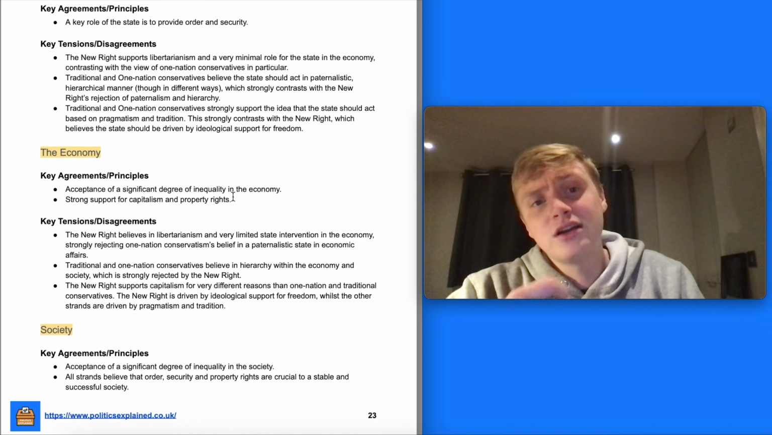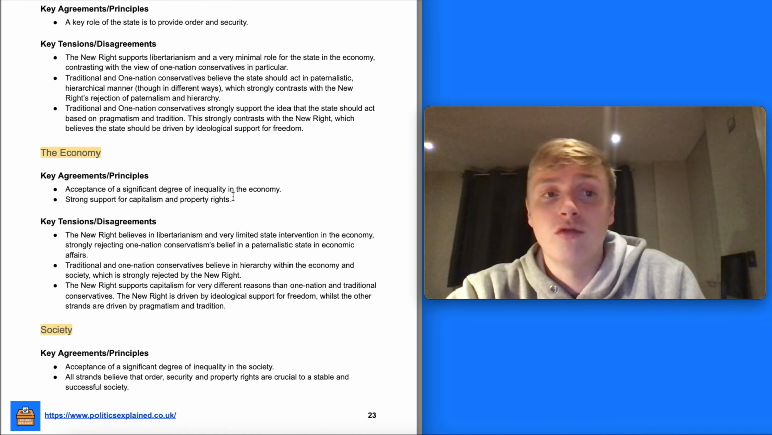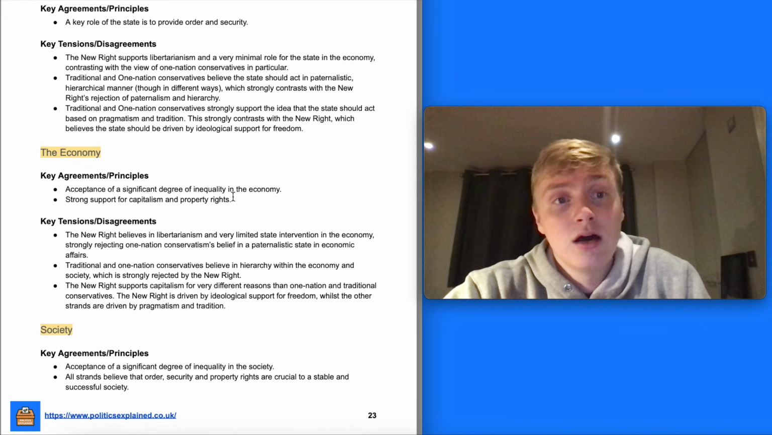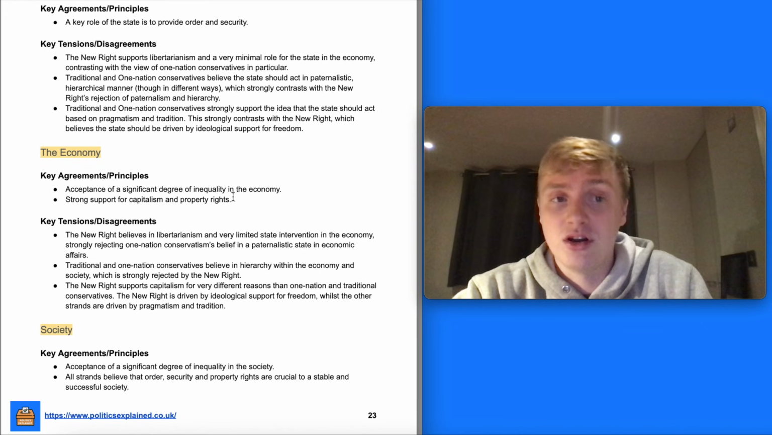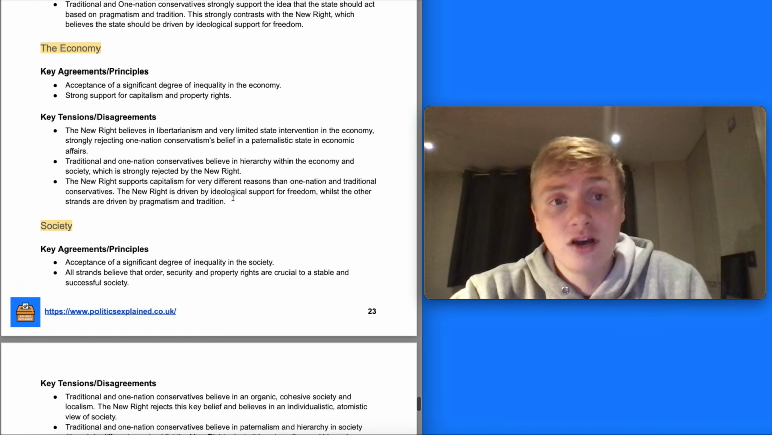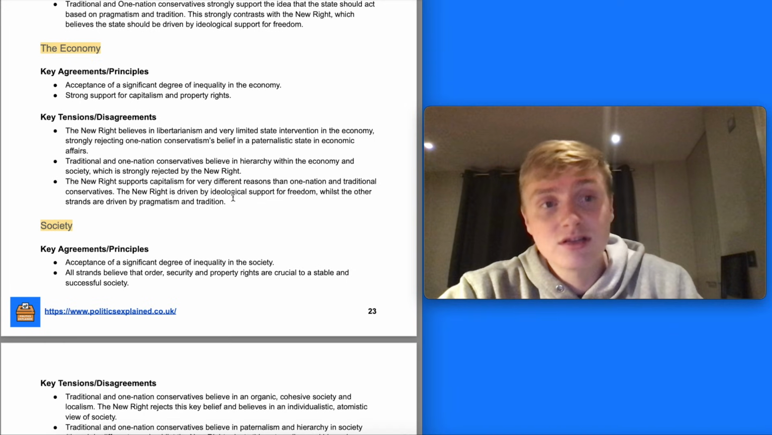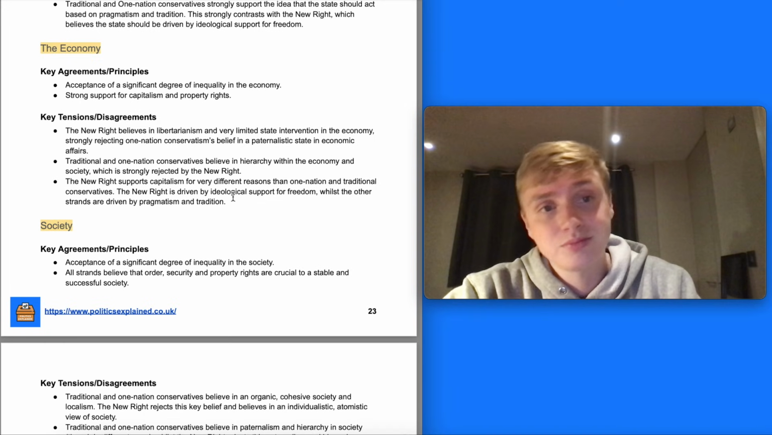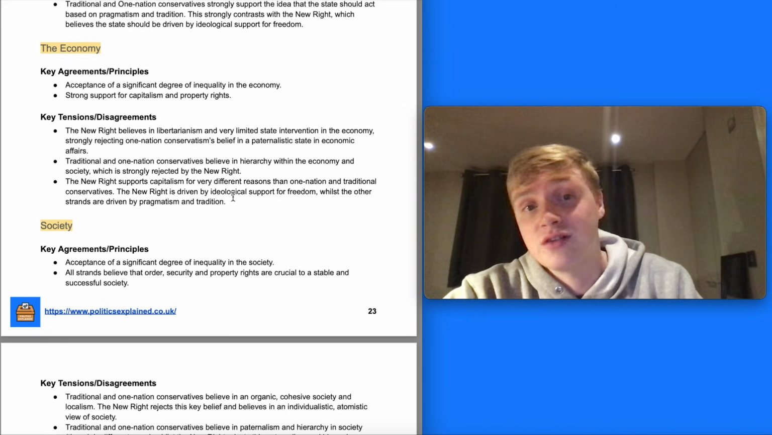And crucially, another one is this traditional one-nation support for paternalism and hierarchy versus the New Right's rejection of paternalism and hierarchy. In terms of the economy, you've got agreements, such as support for capitalism and property rights, and acceptance of a significant degree of inequality in the economy.